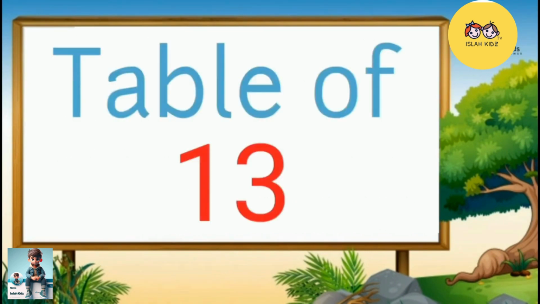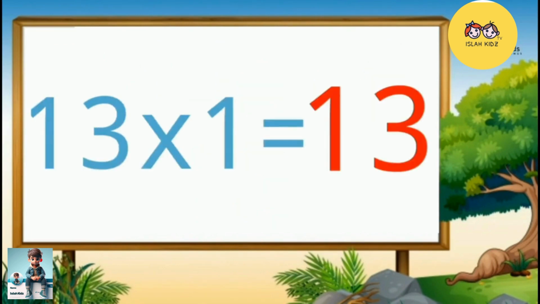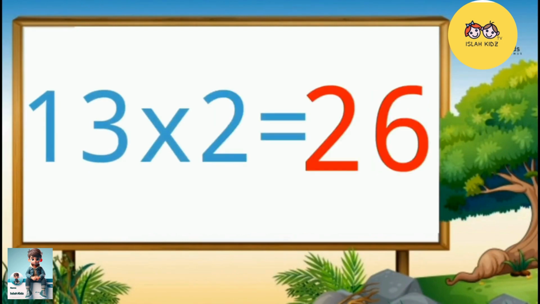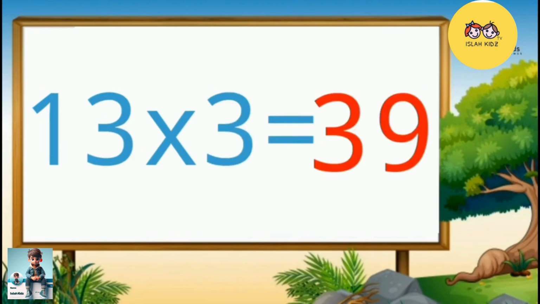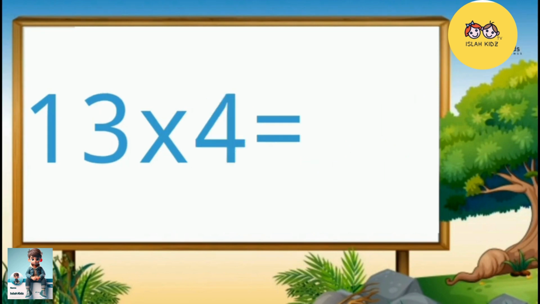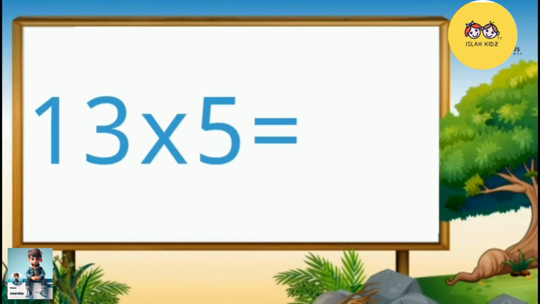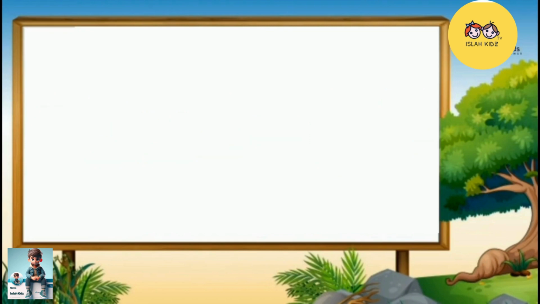Table of 13. 13 ones are 13. 13 twos are 26. 13 threes are 39. 13 fours are 52. 13 fives are 65.